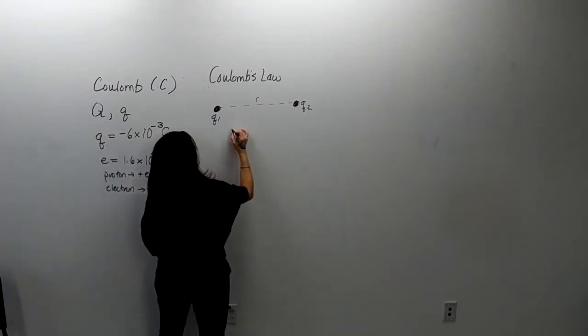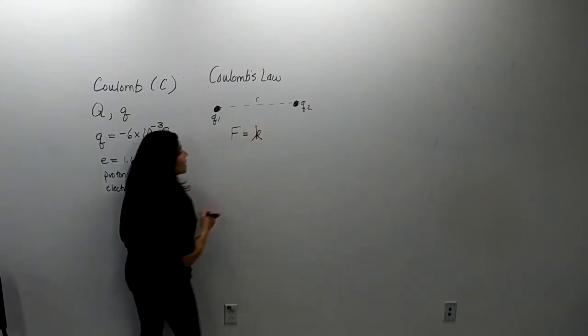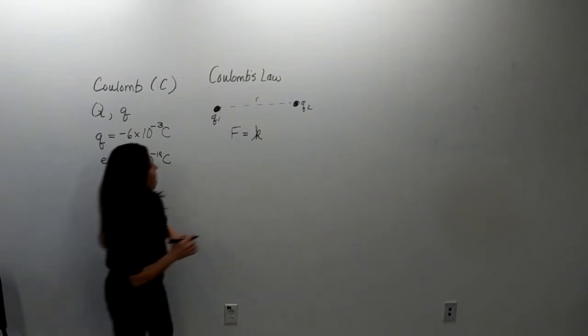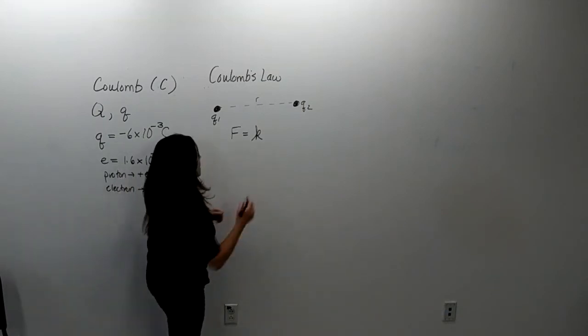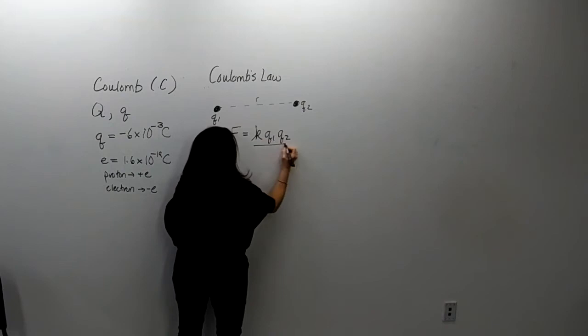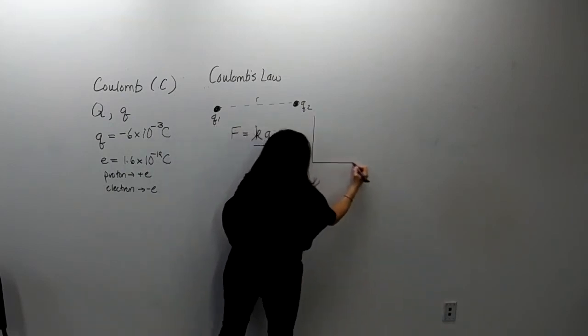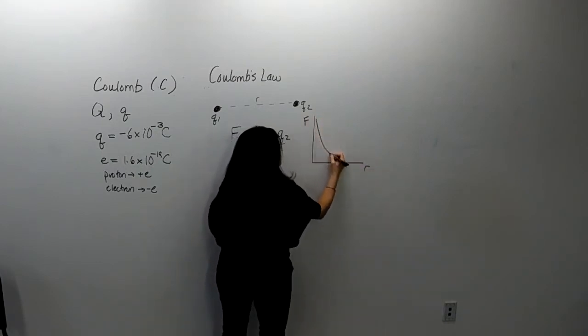And the force between them is given by k, which is a constant. It's not the spring constant. It's a whole other constant. I'll give you the units and the value. It's a really big number. And then times Q1 Q2 over R squared. And so if I were to graph this, F versus R, it would be an inverse square law.